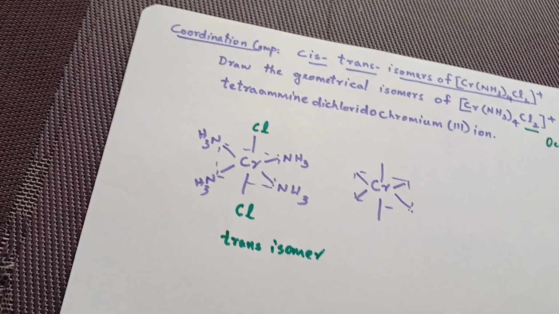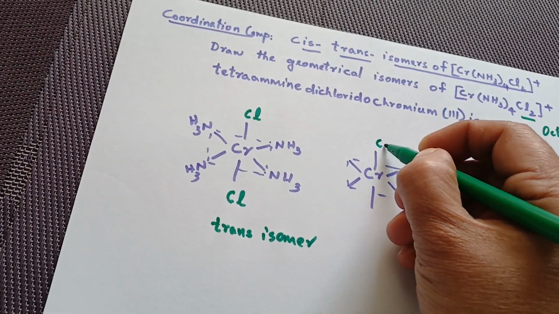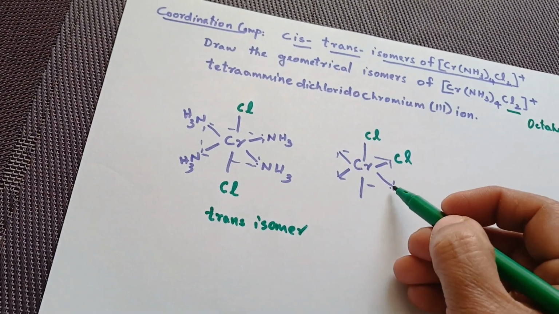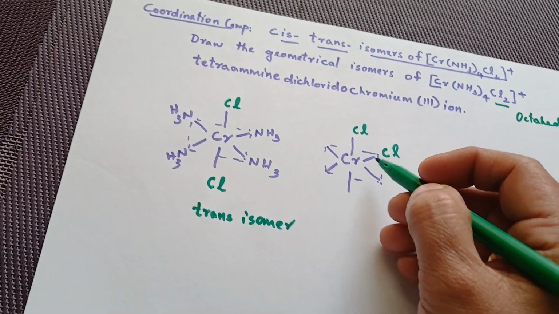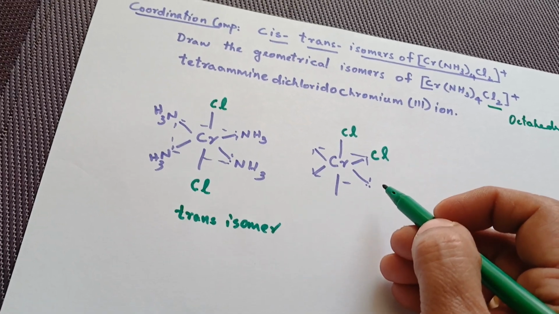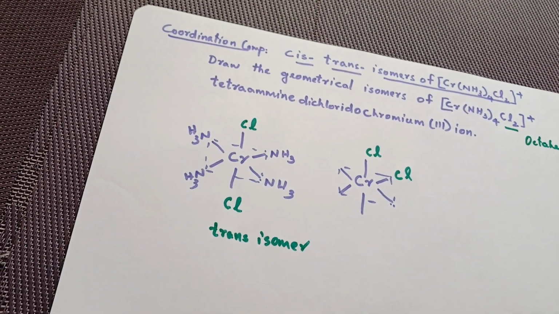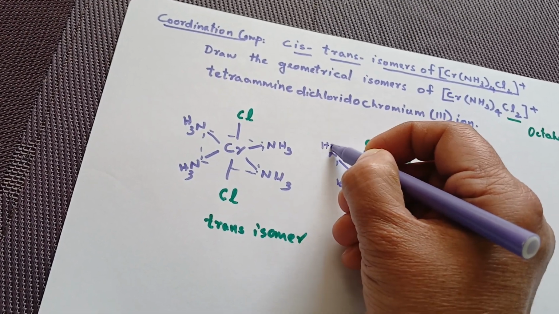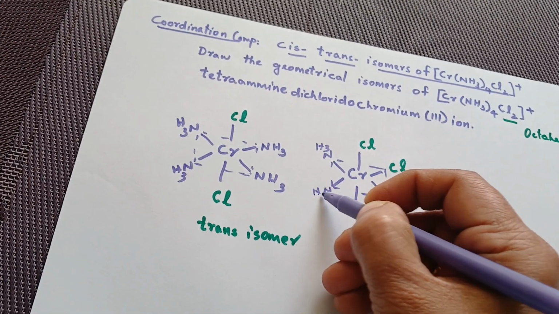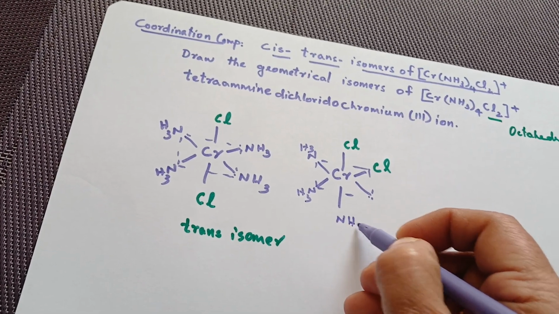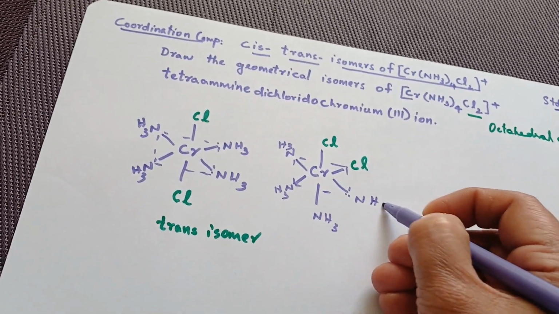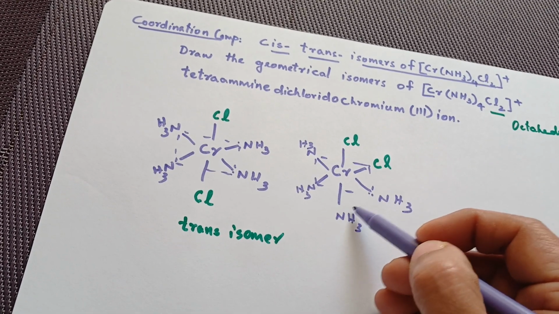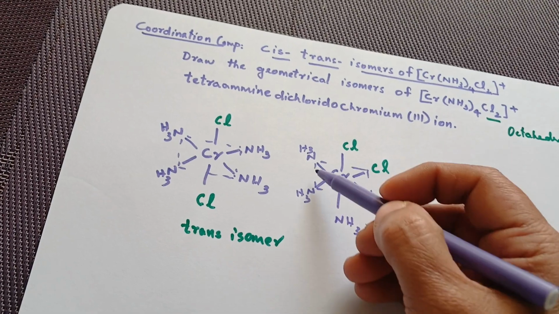Now if we are placing the chloride ligands adjacent to each other, they can be here and here or here and here, wherever they are. If they are kept adjacent to each other, then we can call them the cis isomer, and the NH3 can be placed in the remaining positions. So here we can see that the ammonia ligands are adjacent to each other. They are cis. Here also cis.